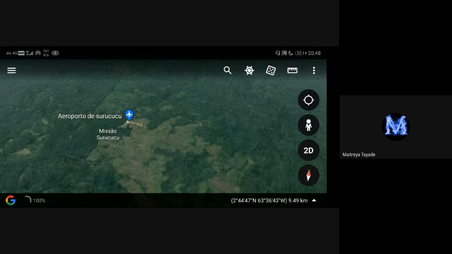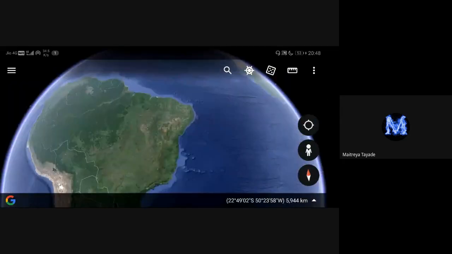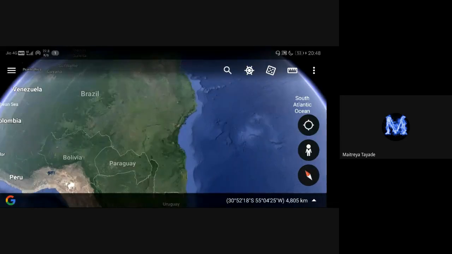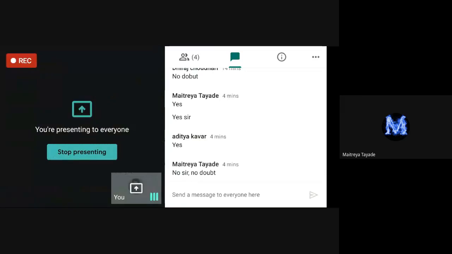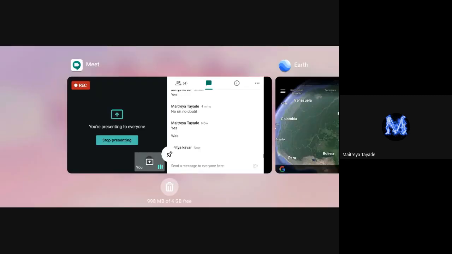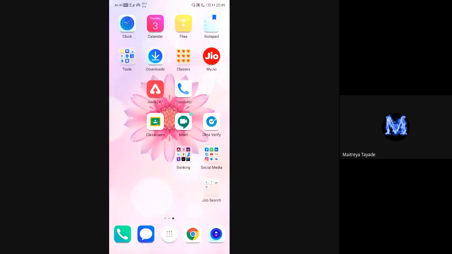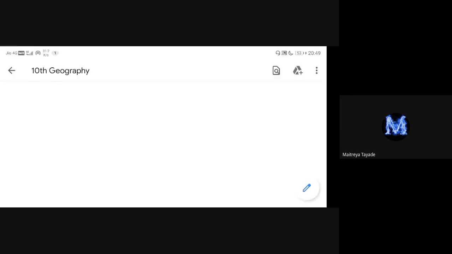Okay. So guys, I hope with the help of this you will understand the different things that we are studying about Brazil. Here, this is Brazil. Was it visible to all of you, that Earth, that map of Brazil? Okay, you will get more clarity with the help of it, where actually it is located, where India is, where Brazil is.